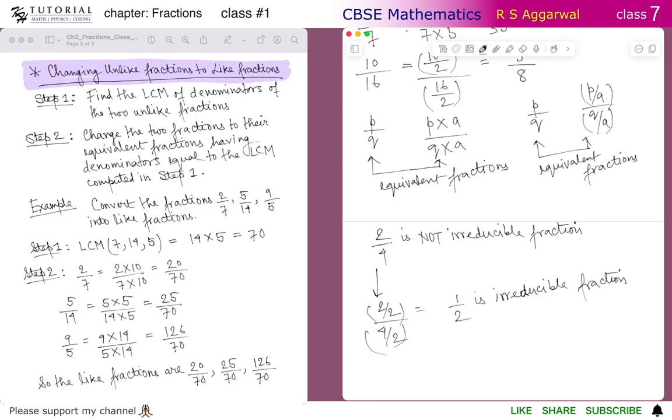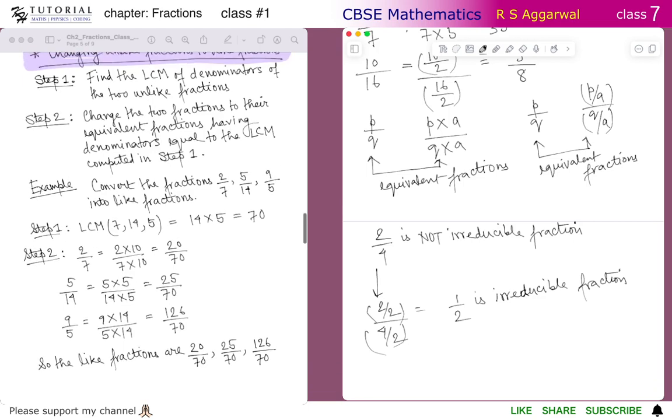So, of the two unlike fractions, now you change the two given fractions to their equivalent fractions, where the equivalent fractions will have denominators equal to the LCM computed in step 1. Let's see an example. Try to understand this with an example.